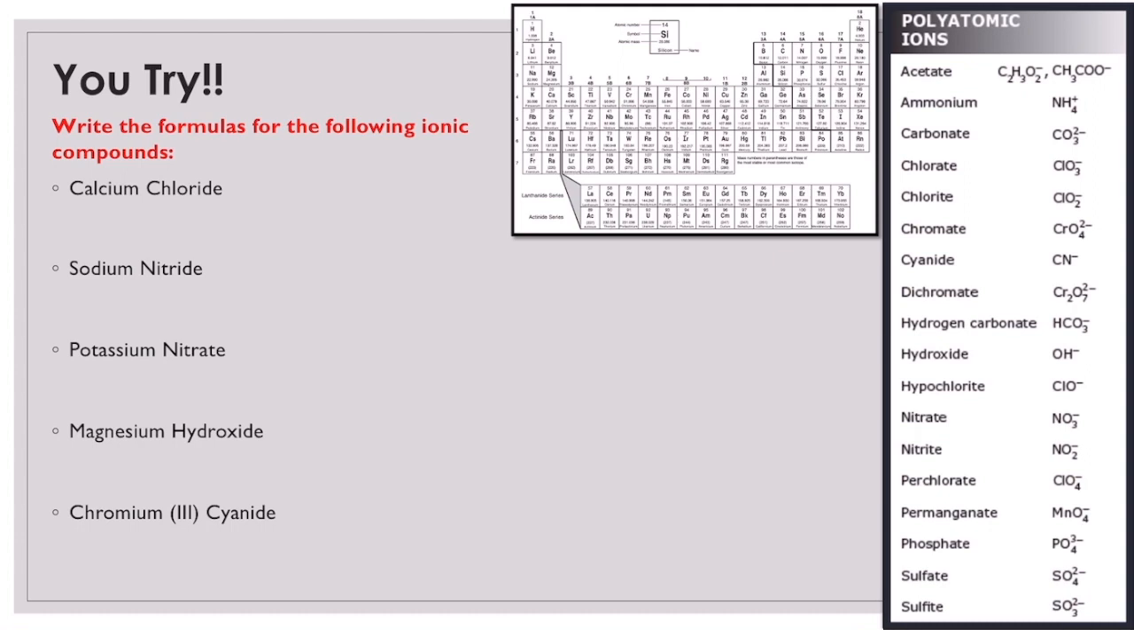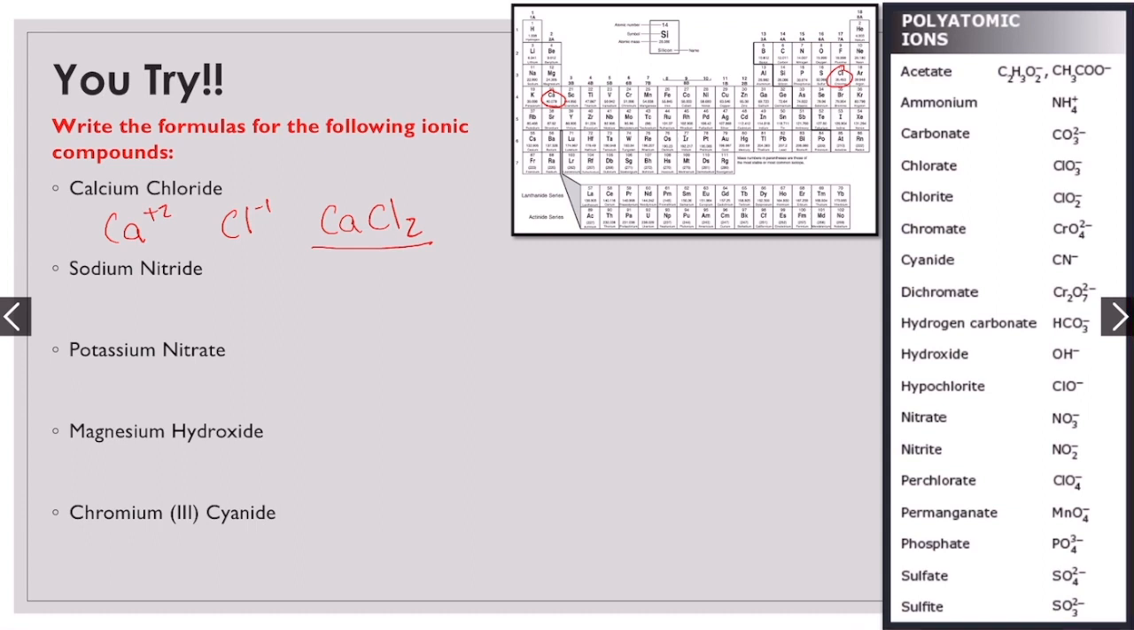So let's go ahead. We're starting with calcium chloride. Calcium is right here on our periodic table, and chlorine is right here. Calcium is a group 2 metal, so it's going to have a +2 charge, and chlorine is in group 7, so that's going to have a -1 charge. If I were to crisscross those, I would end up with CaCl2. All right, so there's my formula for that one.